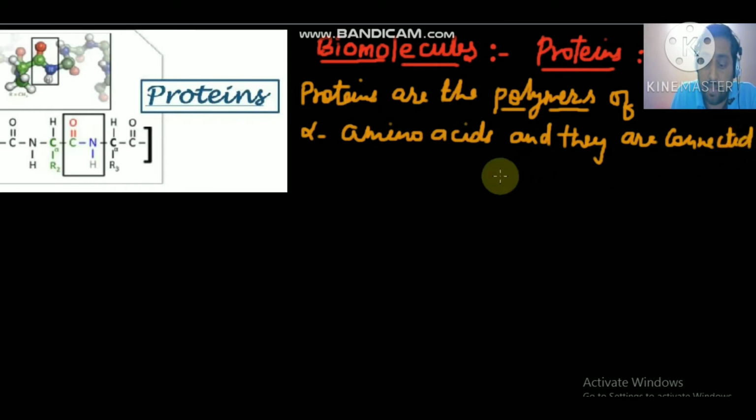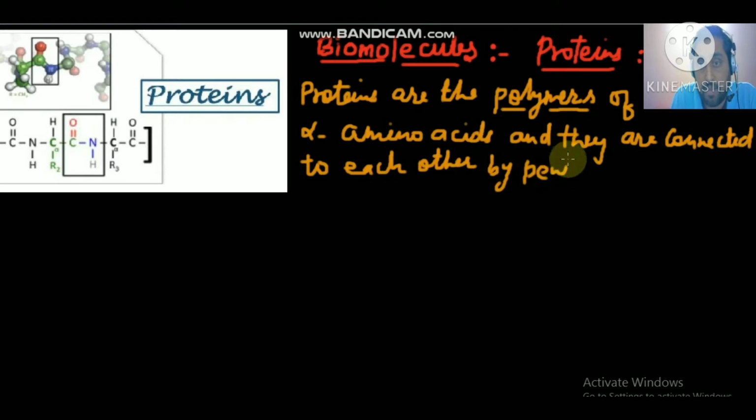connected to each other by a bond called peptide bond or peptide linkage. Now what is this peptide linkage, what is this alpha amino acid, we'll see just now. So proteins are the polymers of alpha amino acids, and they are connected to each other by peptide linkage.